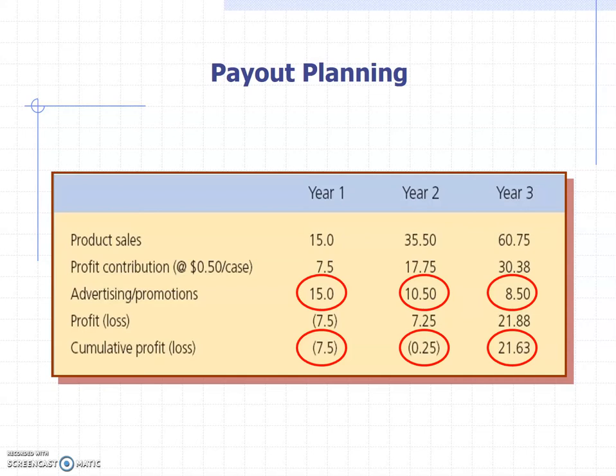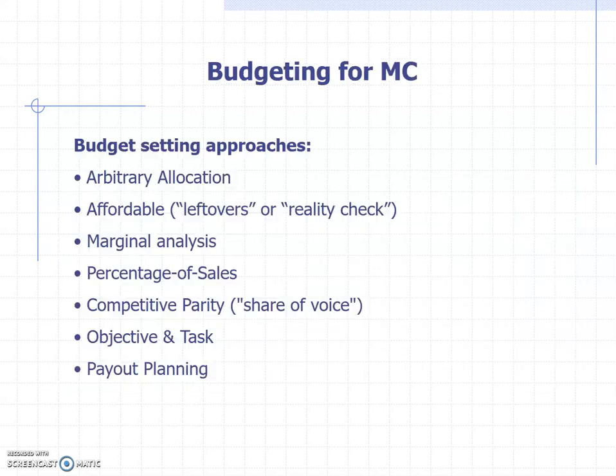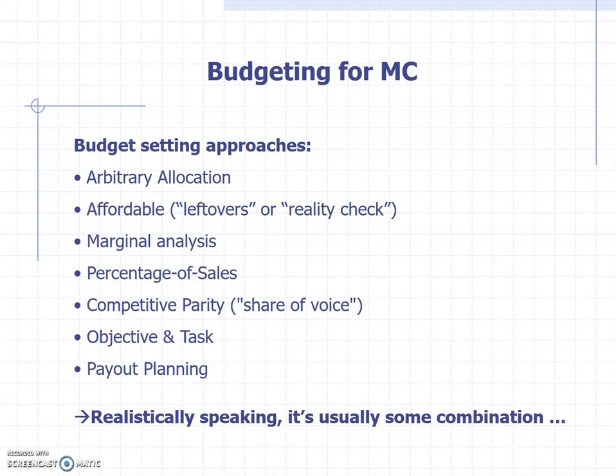That sales typically ramp up. They start off slowly, but they ramp up, hopefully, and they get greater and greater, and you can pull back the advertising budget a little bit and then make profit over the multiple years. So the actual thing that I want to say finally about budgeting for MC is that, realistically speaking, it's usually some combination of all of these.